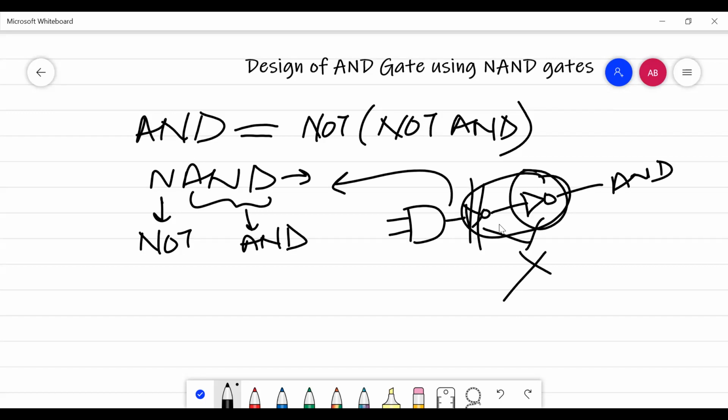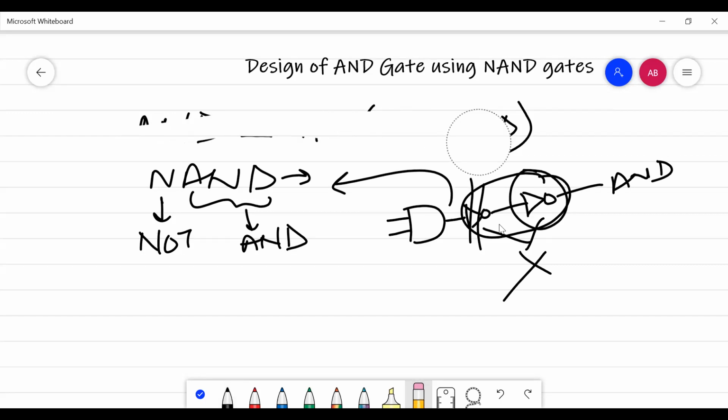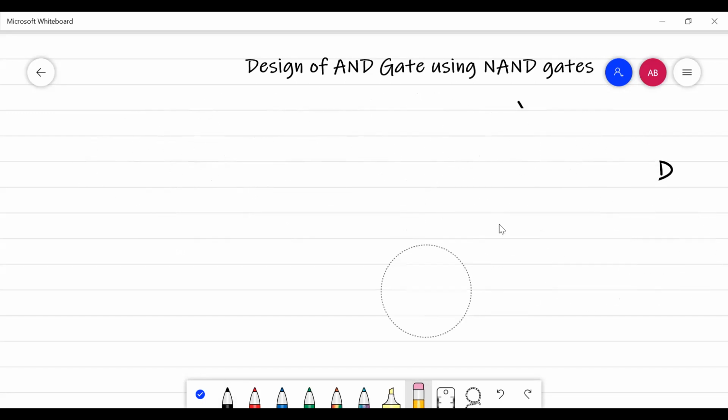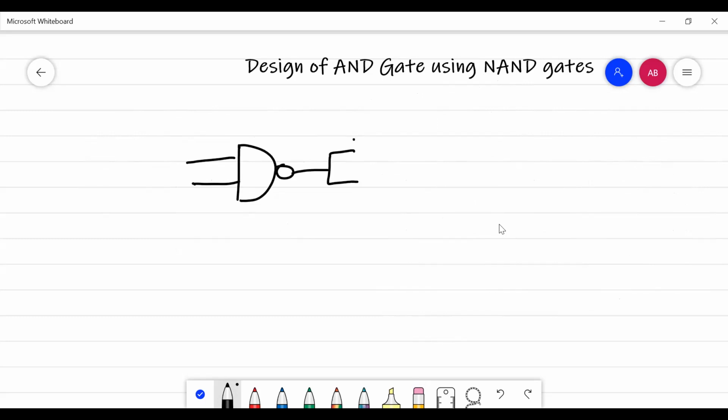So we are going to do the same. For that purpose, what we are going to need is 2 NAND gates. So that means firstly, this will be your NAND gate, and then you have to add your NOT gate in terms of NAND gate in front of this. And now we have to check the output. So how will the output be?